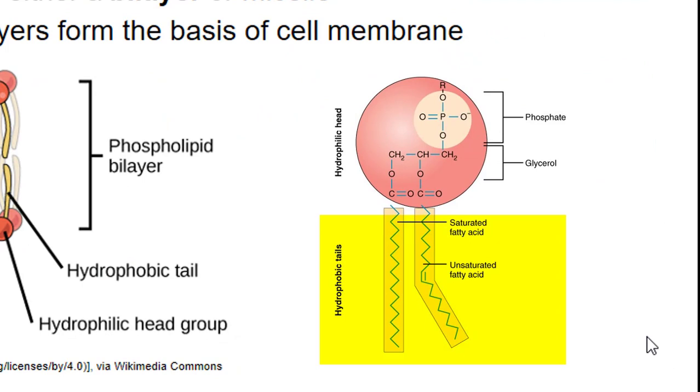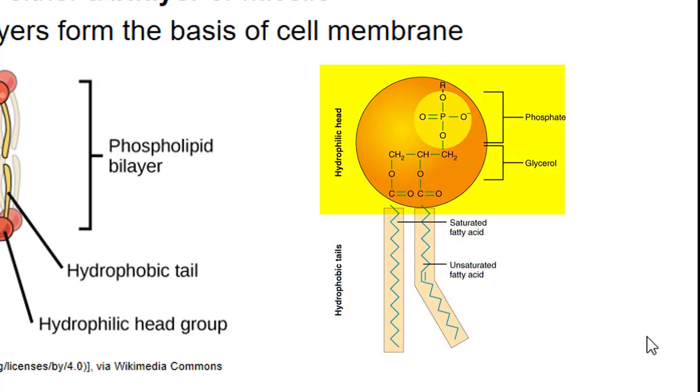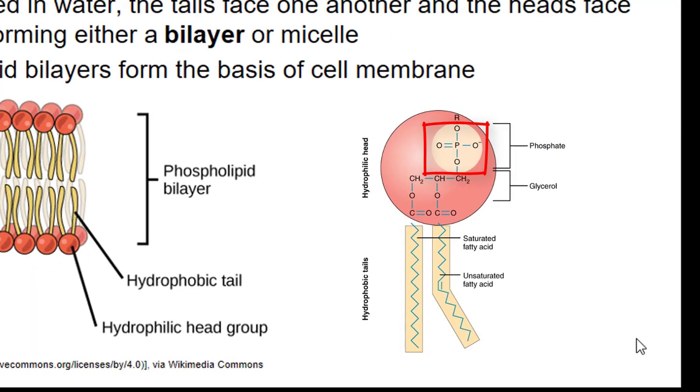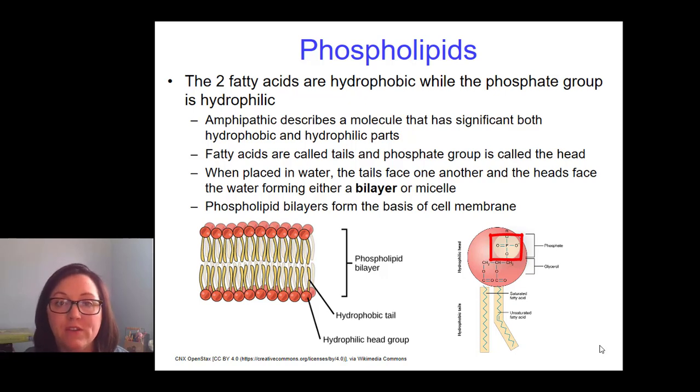So the 2 fatty acids, those tails, they're very hydrophobic because they contain mostly just nonpolar carbon-carbon and carbon-hydrogen bonds. But the phosphate group is extremely hydrophilic. It's both polar and charged. So here we have a single molecule, a phospholipid, that is both hydrophobic and hydrophilic. And this is not very common. This property of being both hydrophobic and hydrophilic is called amphipathic.